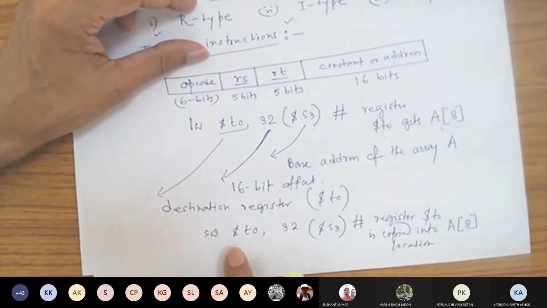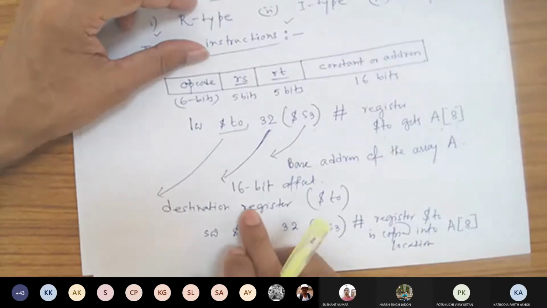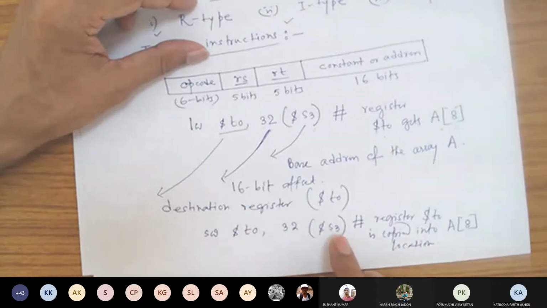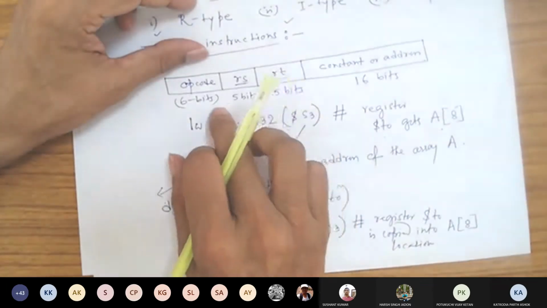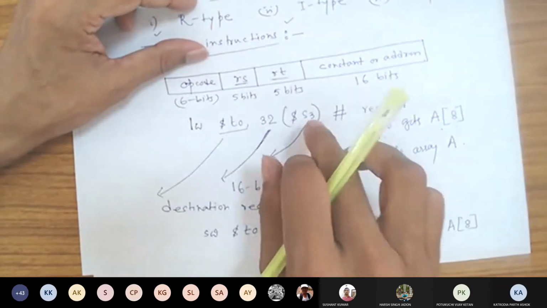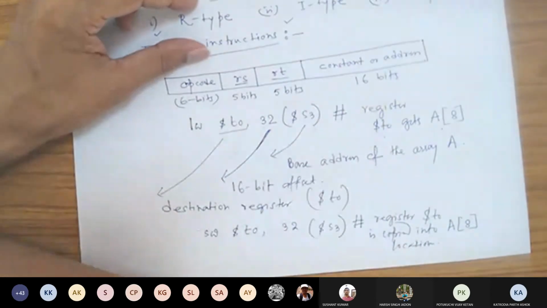What I'm saying is that in case of store word, this T0 is the source of the data and this S0 is the source of the address, the base address. This is the offset, 32 is the offset. Whereas in case of load, this is the destination and this is the source of the address.